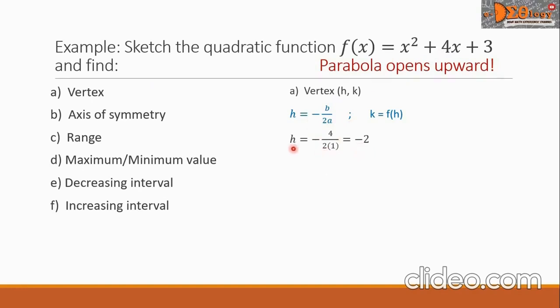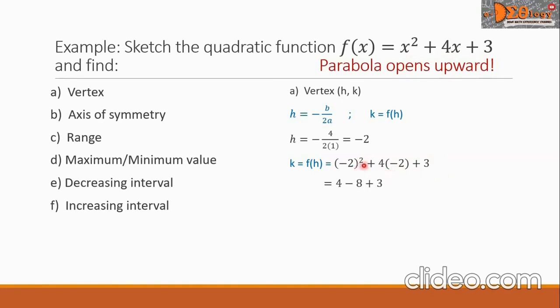This is the h. Now for the k, what we will do, we will use this value of h in our original function. It means I'm going to copy the same function down here, but every time there is an x, I will change that by the h value, which is negative 2. So we have the x squared becomes the square of negative 2, plus 4x is now 4 times negative 2, plus 3. We simply copy here.